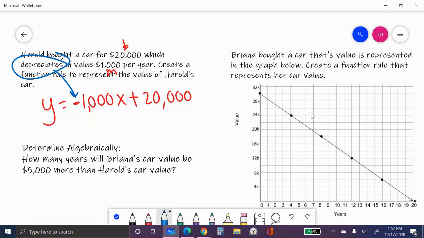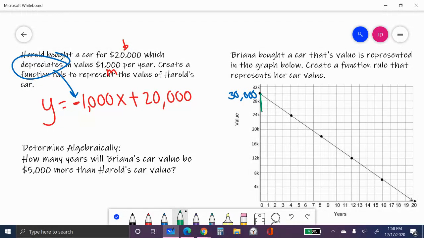Okay, Brianna bought a car whose values are represented in the graph below. Create a function rule that represents her car value. All right, it looks like this is between 28,000 and 32,000, which is 30,000. So that is my y-intercept. And it looks like to get to this point, it goes down to 24,000. So it goes down 6,000, right 4.